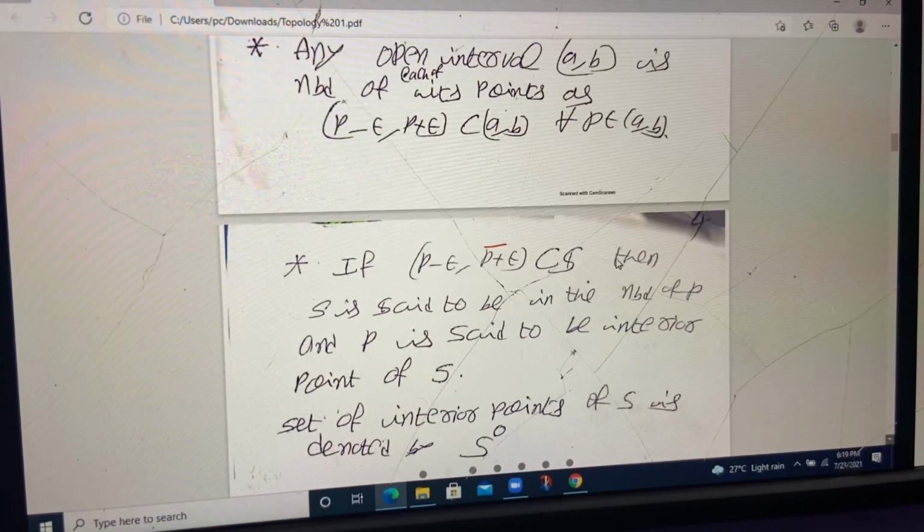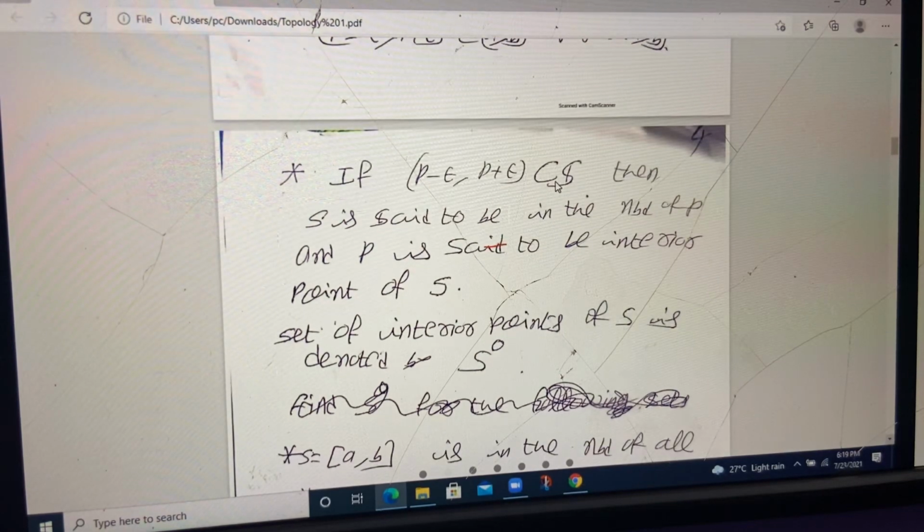Next, if P minus epsilon, P plus epsilon is totally contained in S, what is the meaning? If every point here is a point here, then S is said to be in the neighborhood of P, and P is called an interior point. That's what I have been explaining. Now, the set of interior points of the set S is denoted by S interior. This circle is the symbol for interior.